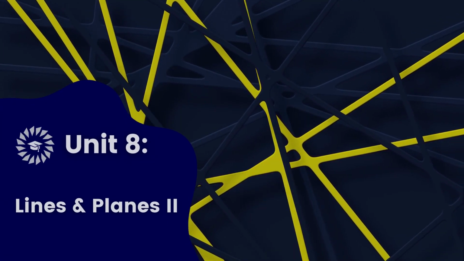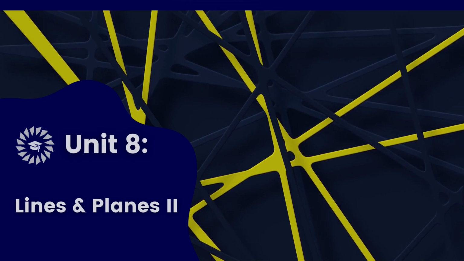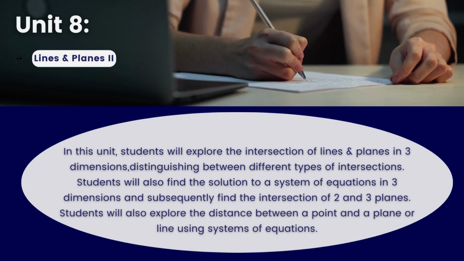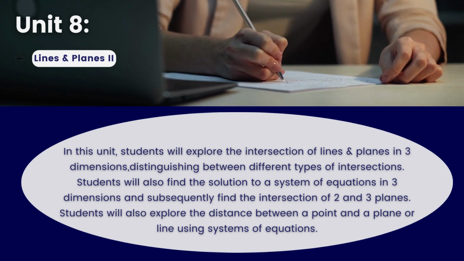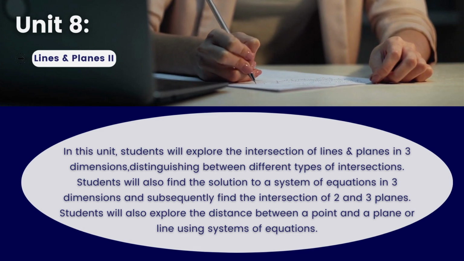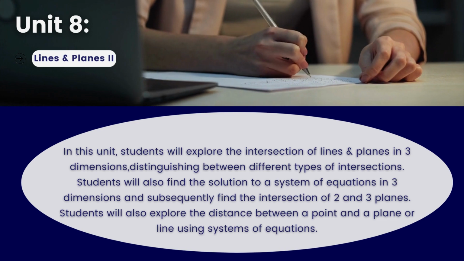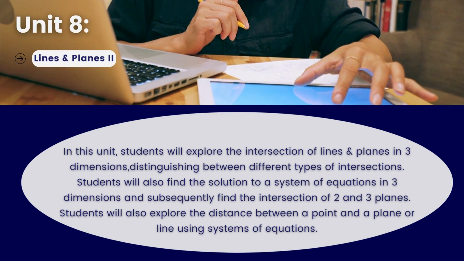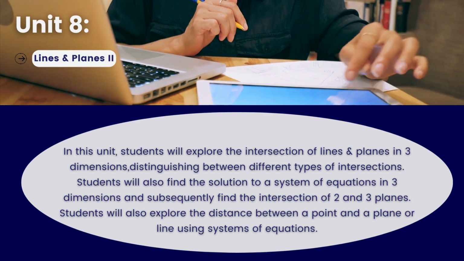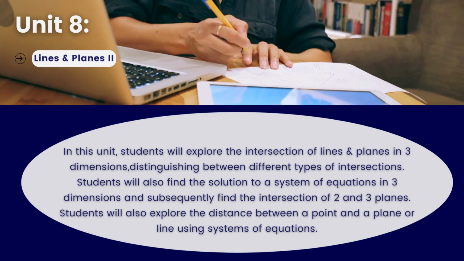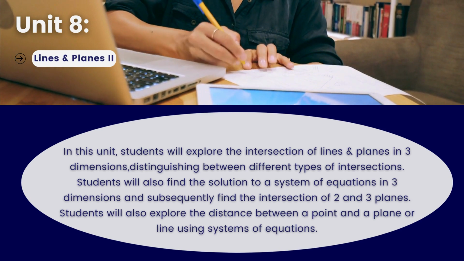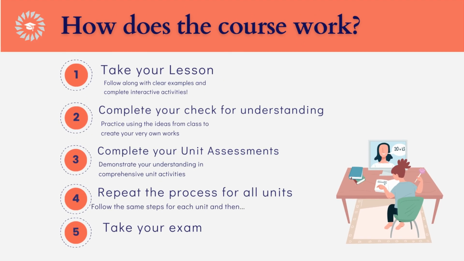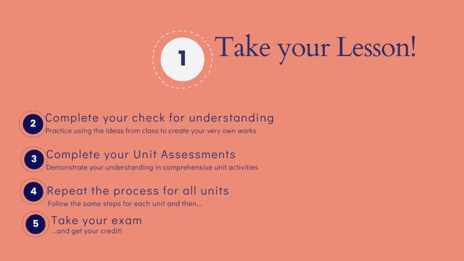Unit 8, Lines and Planes, Part 2. In this unit, students will explore the intersection of lines and planes in 3 dimensions, distinguishing between different types of intersections. Students will also find the solution to a system of equations in 3 dimensions and subsequently find the intersection of 2 and 3 planes. Students will finally explore the distance between a point and a plane or line using systems of equations.